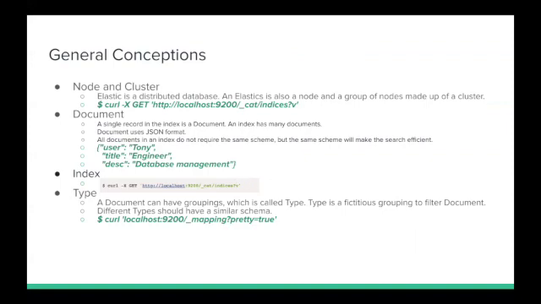And a document can have groupings, which is called type. Type is a fictitious grouping to filter documents. A simple example is under the weather index. It could be grouped by different cities, such as Boston, Dallas, or New York. Also, it can be grouped by different weather, such as raining, snowing, or sunshine. Different types should have a similar schema. For example, ID can be a string in this group, but not a value in another group. This is the major difference between a relational database and the Elasticsearch database we have here.